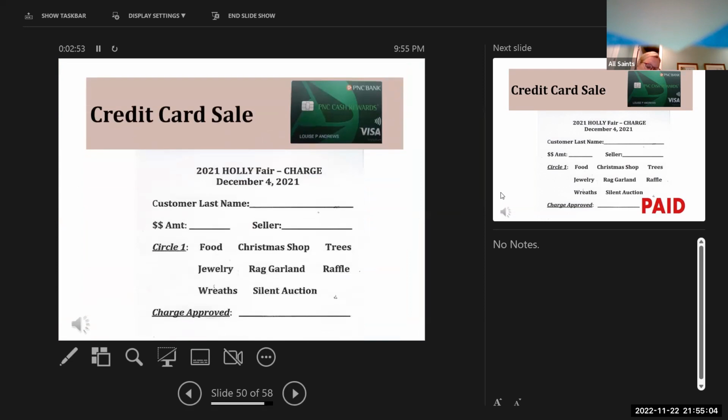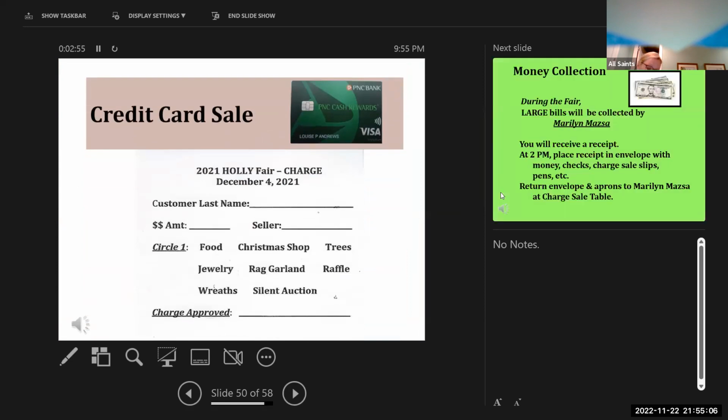A credit card sale. You're going to get a little form that looks like this. You put the customer's last name. Let's say they owe $35. Fill that in. And seller, just put your last name. And the buyer, just put their last name. And then you're going to circle, is it for the food? Was it for the trees? What was it for? And give them the receipt, take their bag, and put what they're buying, and set it aside with your name on it.